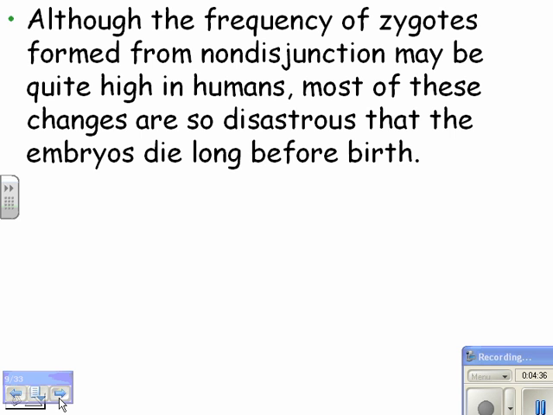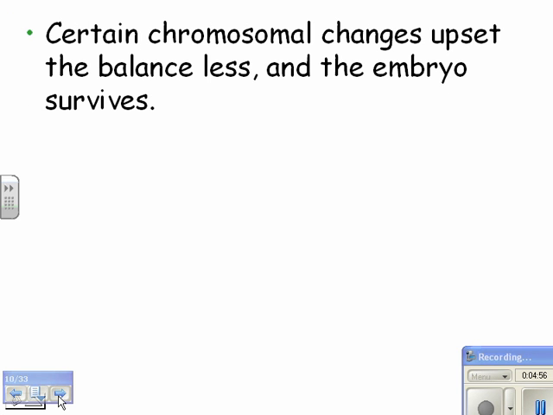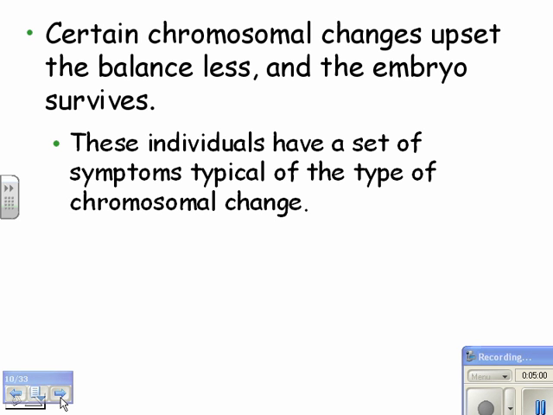Although the frequency of zygotes formed from nondisjunction may be quite high in humans, most of these changes are so disastrous that the embryos die long before birth. So if you get an extra chromosome number 1, it's huge, you die. Extra chromosome number 2, you die. Chromosome number 21, you live typically, and problems with the sex chromosomes, you live too, so I'll explain that as we go. So certain chromosomal changes upset the balance less and the embryo survives. These individuals have a set of symptoms typical to that type of chromosomal change.